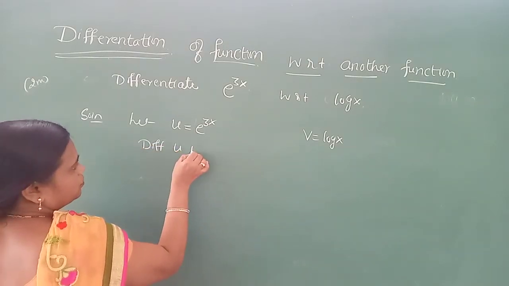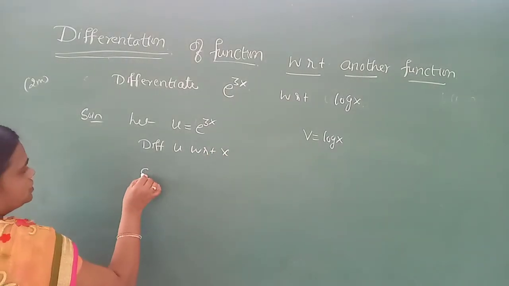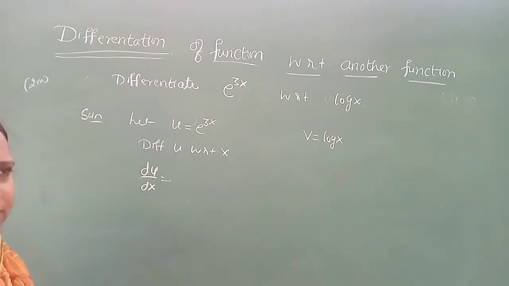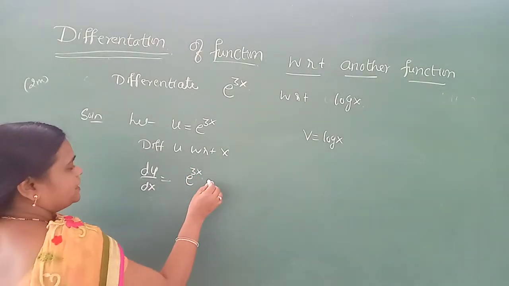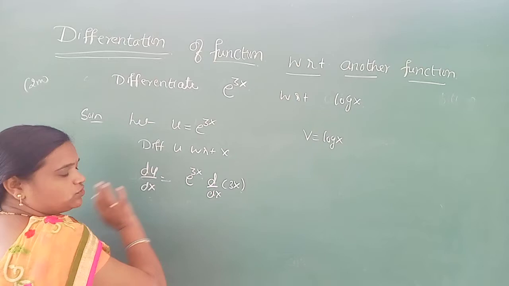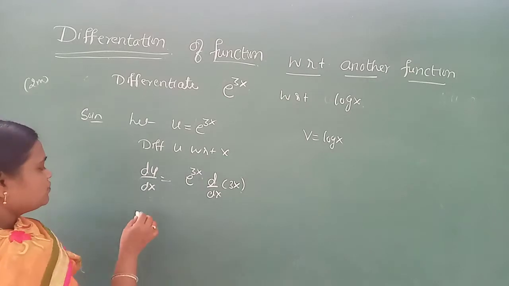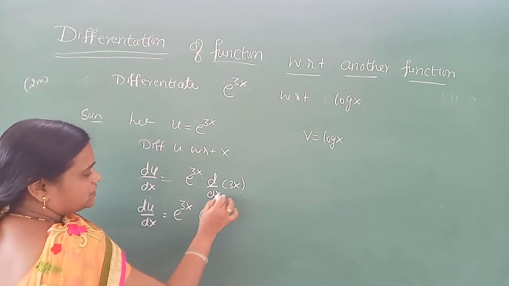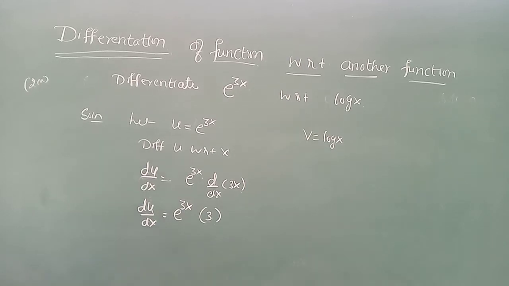Differentiate u with respect to x. Again it is function of function differentiation, du by dx, and we know that differentiation of e to the power x is e to the power x. Therefore we write e to the power x, but it is function of function, and still another function is d by dx of 3x. E to the power x differentiation is e to the power x, but this 3x is again a variable. We do the differentiation and get 3. Therefore, du by dx is e to the power 3x, 3 as it is, x differentiation is 1. We can write 3. 3 into 1 is 3.